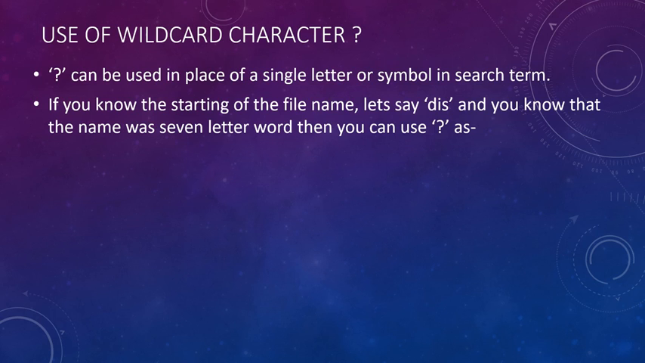Now here is an example of how to search with the help of the question mark. If you know that the file name starts with this and 7 letters were there, how do you use the question mark in such a case? You have to write dis and 4 times, because 3 alphabets are dis and 4 alphabets you have to replace with a question mark. So you have to put 4 question marks, because a question mark can replace only a single alphabet. That's why we are putting 4 question marks, and after that dot extension.